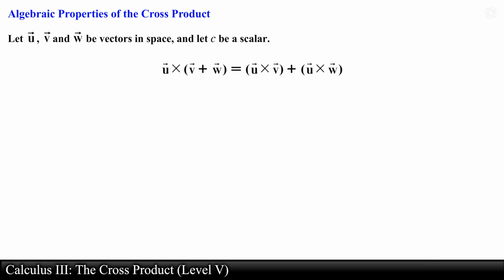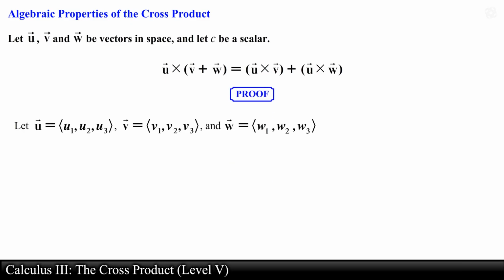Vector U crossed with the sum of vector V and vector W is equal to vector U crossed with vector V plus vector U crossed with vector W. In other words, the cross product is distributive over addition. To prove this property, we write vector U, V, and W in component form, and find an expression for the components for both the left and right-hand side of the expression. Let's start with the left-hand side.